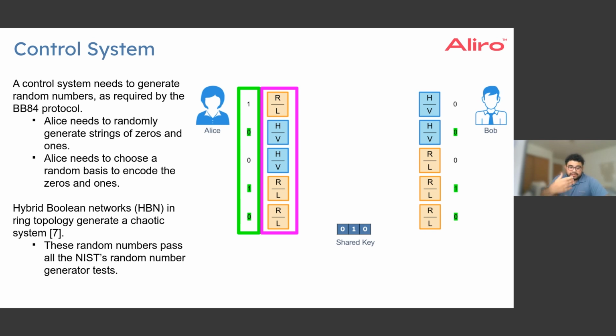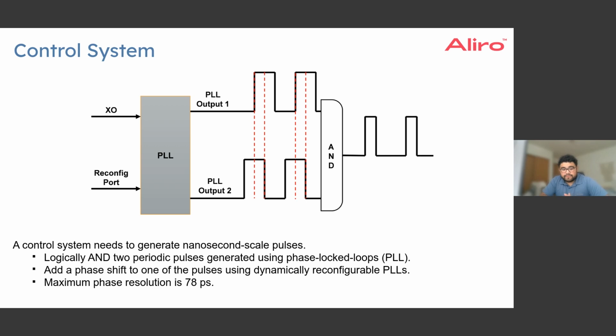So this is one of the tasks that the FPGA does, this randomization for Alice. And these hybrid Boolean networks have been shown to pass all of the NIST random number generator tests, which are essentially the gold standard for random number generators. Another task for the FPGA, as I mentioned before, is to generate these nanosecond scale electrical pulses that pulse our LEDs to generate light. To do this, we used a series of phase lock loops, and by adding two outputs of that phase lock loop together, and by shifting them at a picosecond level scale with a resolution of 78 picoseconds, we're able to change the width of these pulses on demand. And so that's another task for the FPGA.